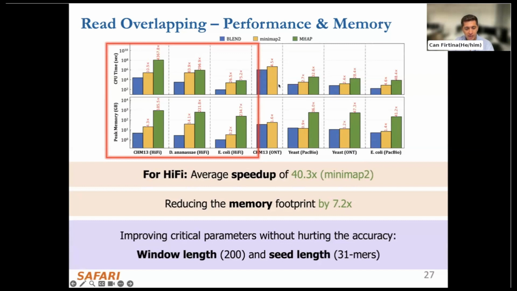Looking at these results, in general we see that Blend still provides better accuracy and usually a reduced memory footprint, but the speedups and the memory footprint reduction are not as good as what we see in the HiFi reads. This is essentially because those reads are erroneous and noisy, which means that we cannot adjust these critical parameters as much without losing accuracy. The parameters that we use for these data sets are a bit more conservative, so we're not providing as impressive results for these particular data sets.